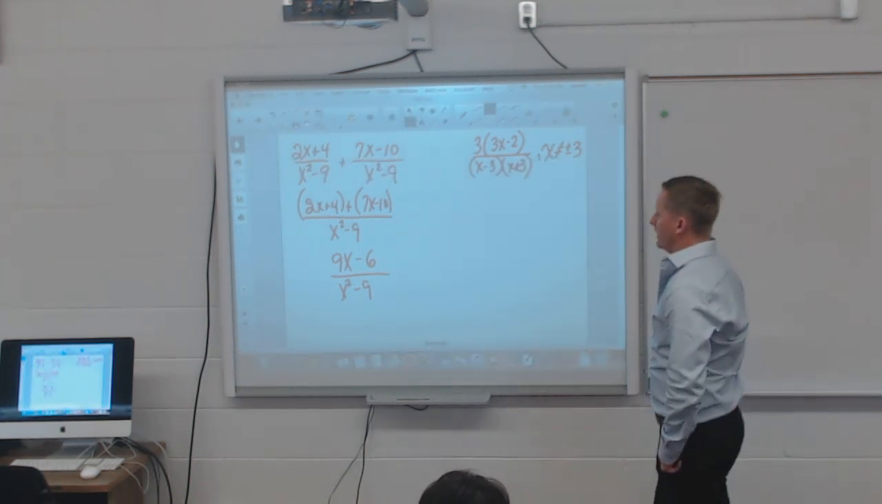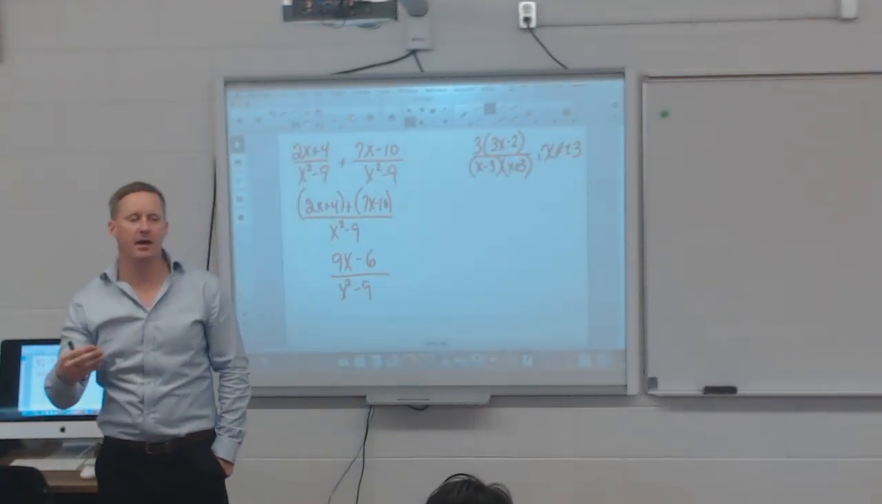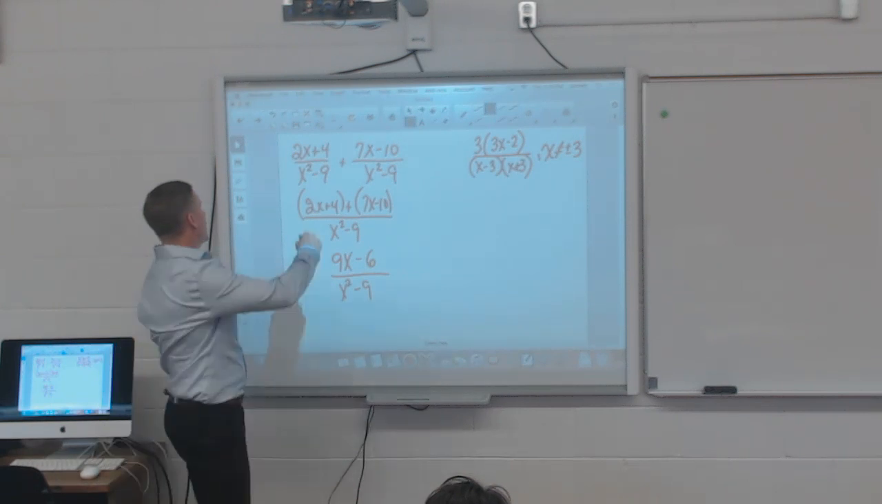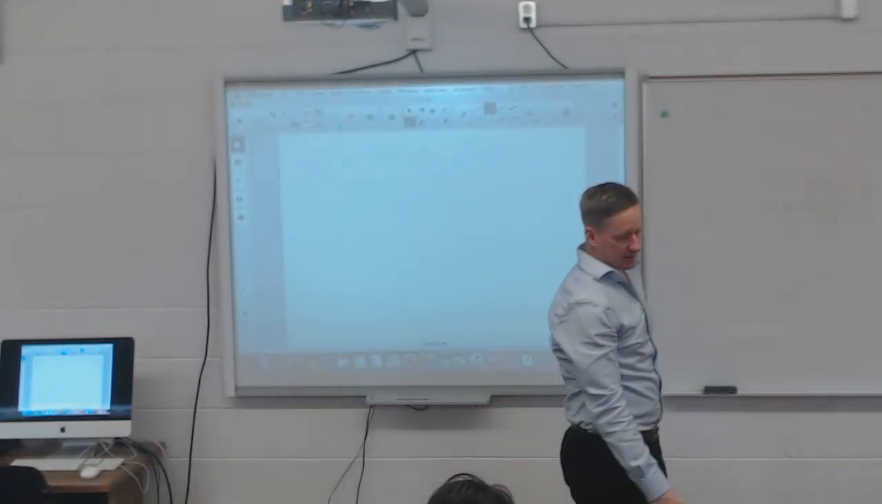These do get complicated. The first, when you're just multiplying and dividing, they're pretty easy, but these can get complicated. So let's look at our second one on that page.